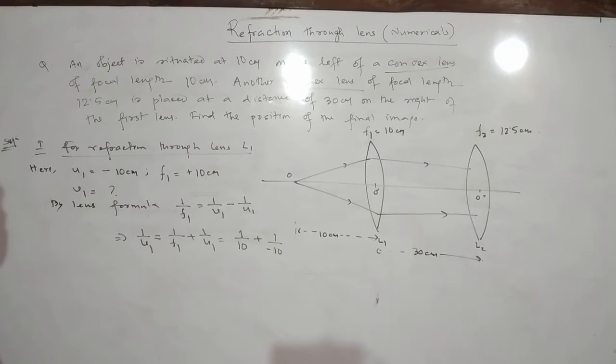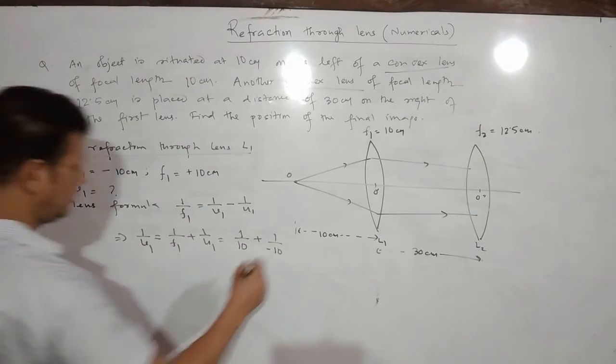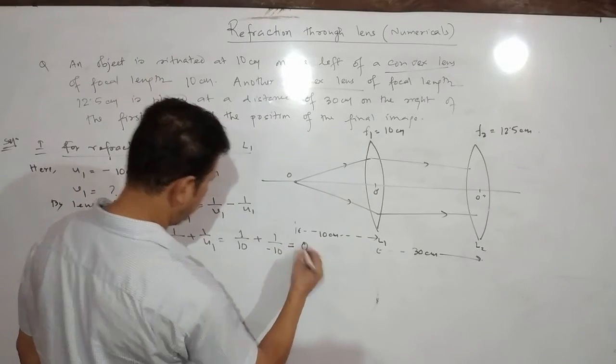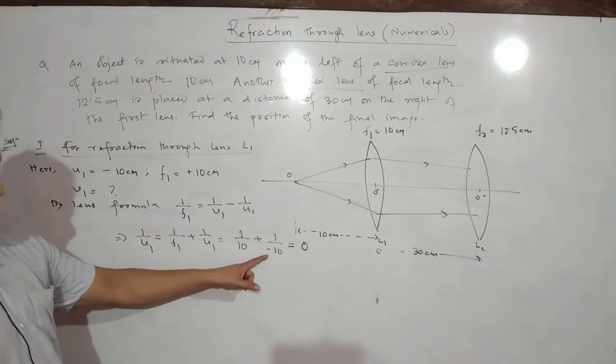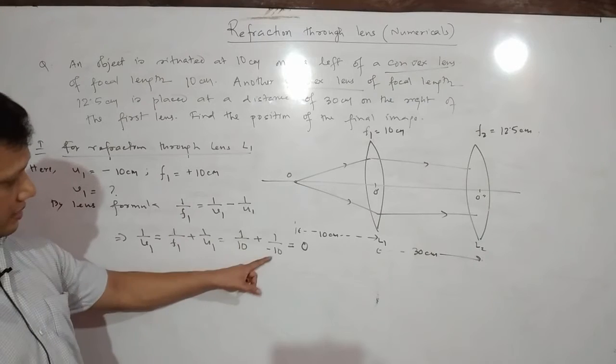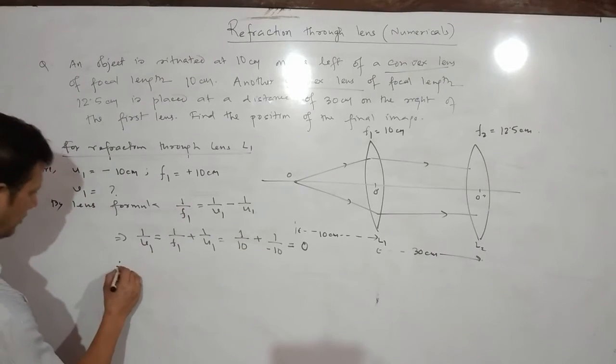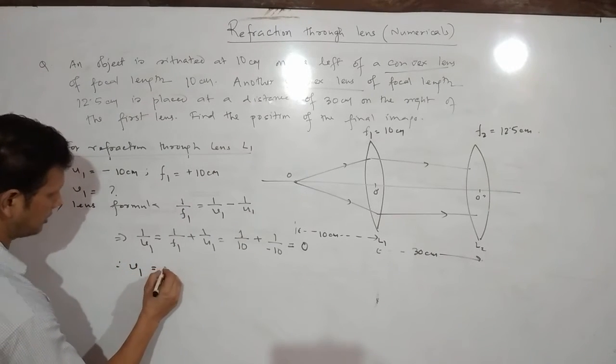The focal length is 10. The object is placed on the focus. Here the minus cancels, this is plus and minus, so the result is 0. Therefore, v1 is what?